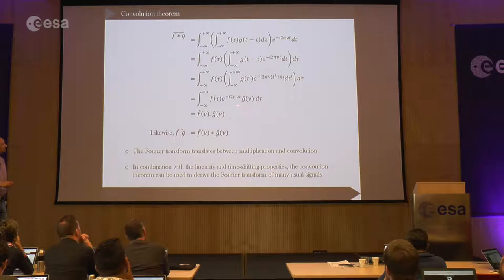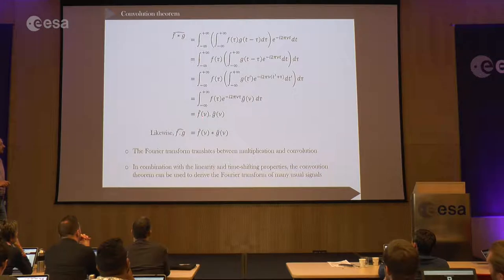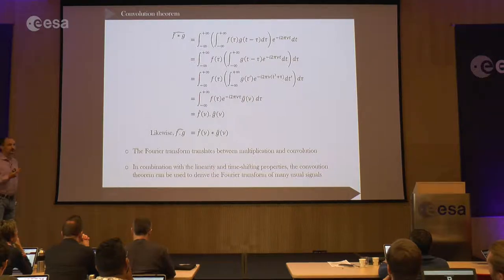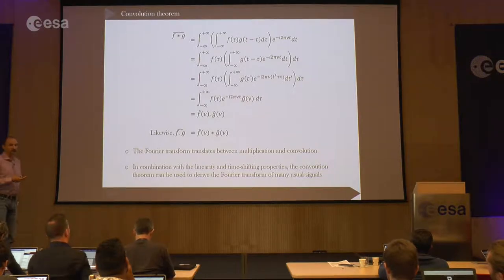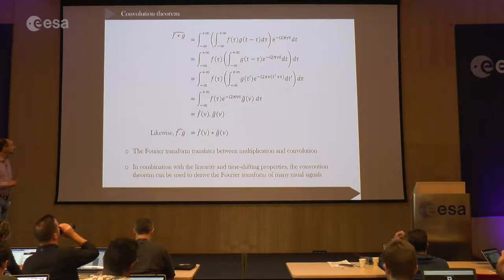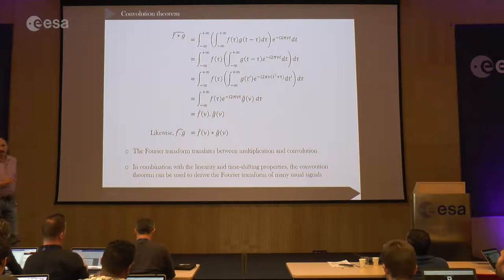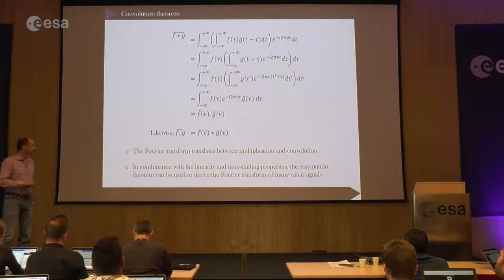And so you end up with this, which is simply the product of the Fourier transforms of the individual functions f and g. Okay? So it's something that you should remember. The Fourier transform of the convolution product of two functions is the product of the Fourier transforms of the two functions. Okay? And vice versa, the Fourier transform of the product of two functions is the convolution product of the Fourier transform of each function.